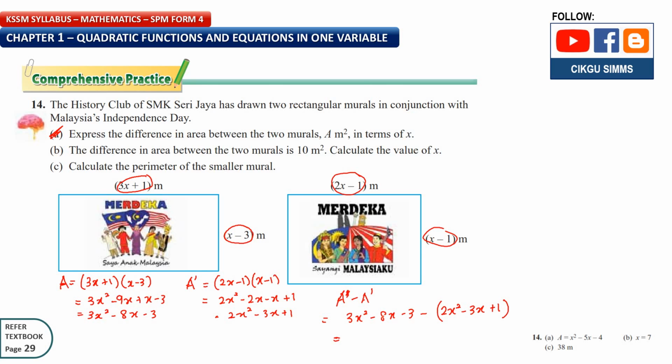Okay, so 3x squared minus 2x squared, you get x squared. And then minus 8x plus 3x, you get minus 5x. And then negative 3 minus 1 is negative 4. Okay, so this is the difference. And the difference in area between the two murals is 10. So x squared minus 5x minus 4 is 10.